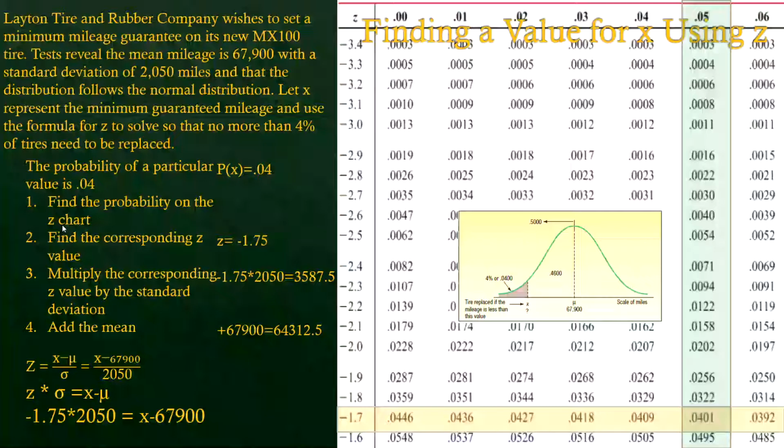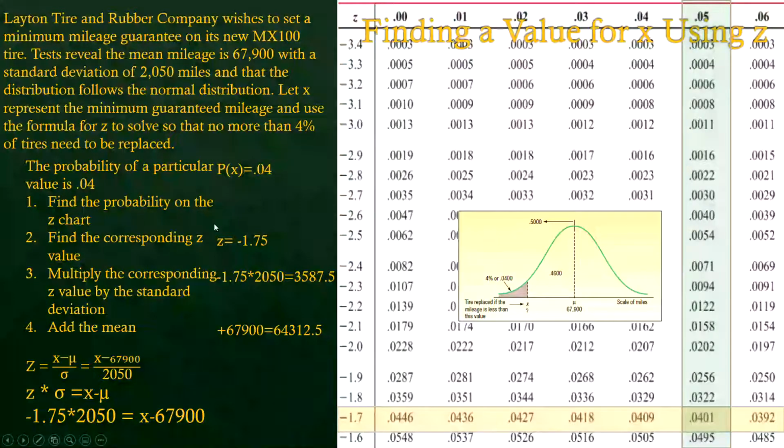So this is an instance where you're like, hey, I want no more than 4% of the tires to have to be replaced. So what is that value going to be? In order to be able to do this, we need to find first the 0.04 on the z-chart. Where does it say 0.04? We've got to look in the middle of here someplace. Where is the closest value to 0.04? And that's right here, negative 1.75. When we've got negative 1.75, we are going to use that as our z-value.